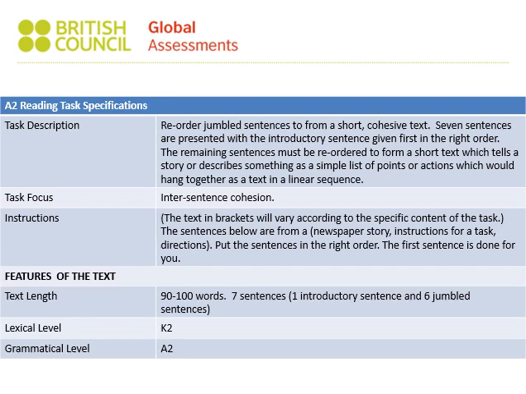And finally, to finish off this week's presentation, these are the A2 specifications for that jumbled sentence reading task. So the information an item writer would need in order to produce that task. So again, as always, there's a description of the task. We need to reorder jumbled sentences to form a short, cohesive text. There are 7 sentences. The introductory one will be given first, and it will tell you that it's first. And then the remaining sentences need to be reordered in order to form a linear narrative.